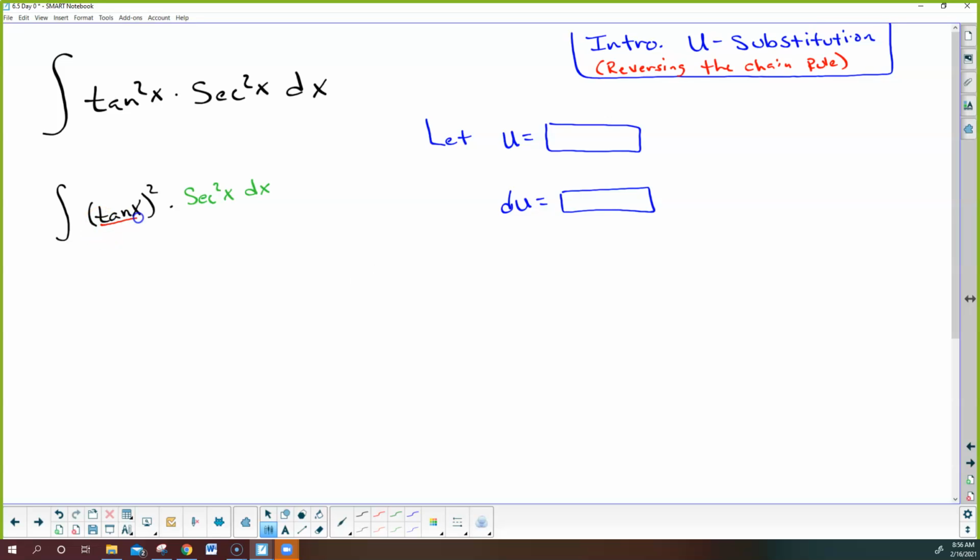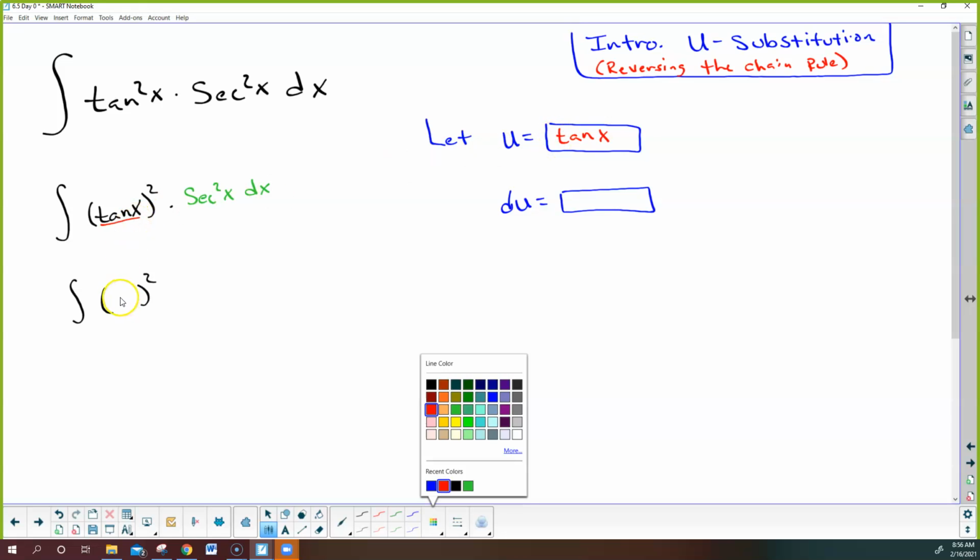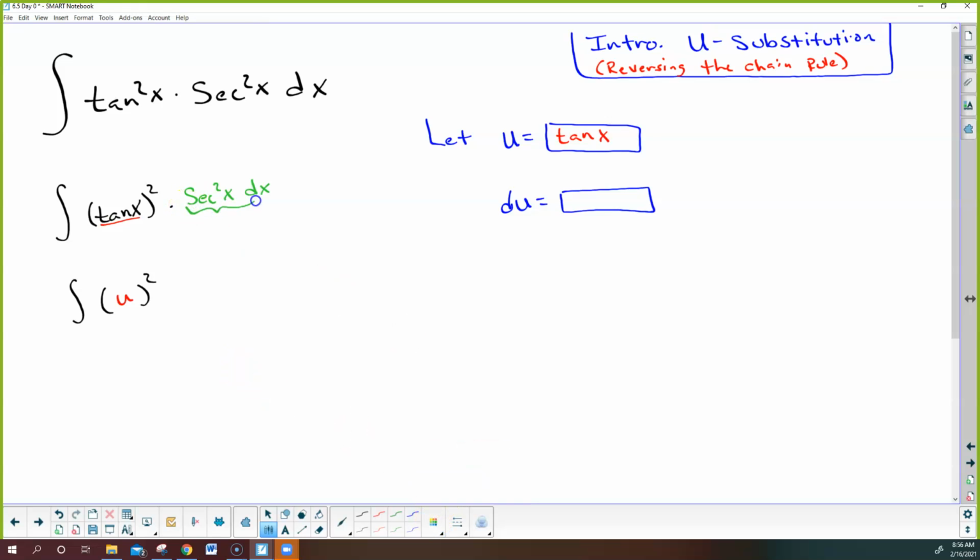However, I'm going to take the fact that if I let U be equal to a part of this function, I'm going to let it be tangent. Okay, now watch what happens. What did we have? If I replace tangent with U, that makes this part easier to think of and deal with. But what happens to the secant squared dx? Well, now, if this is U, du is the derivative of U. That's what du means.